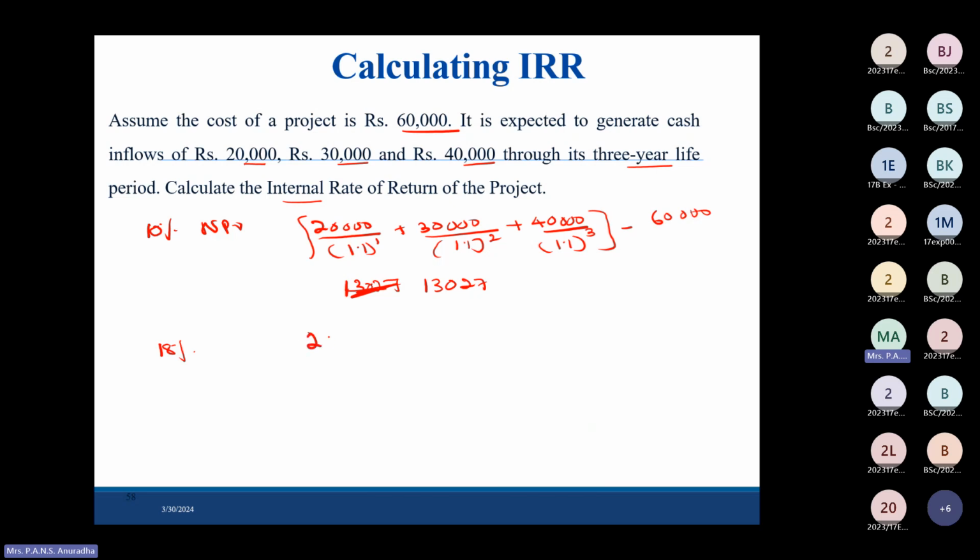18%. So then 20,000 discounted by 1.18 to the power 1, plus 30,000 discounted by 1.18 to the power 2, plus 40,000 discounted by 1.18 to the power 3. So this is the present value of cash inflow, minus 60,000 which is the cost. So now what is the NPV?